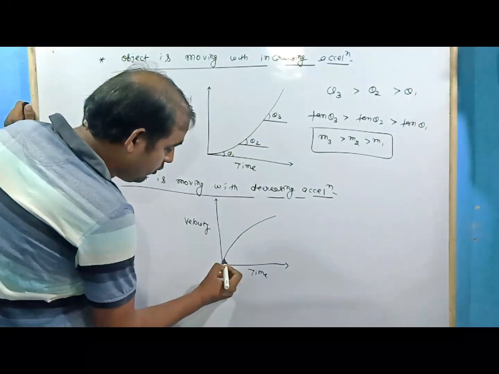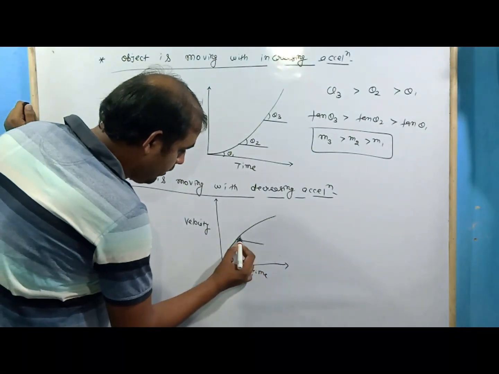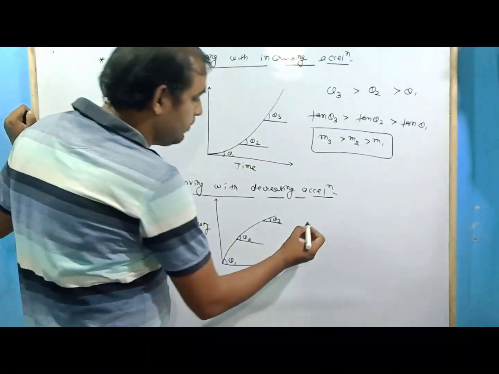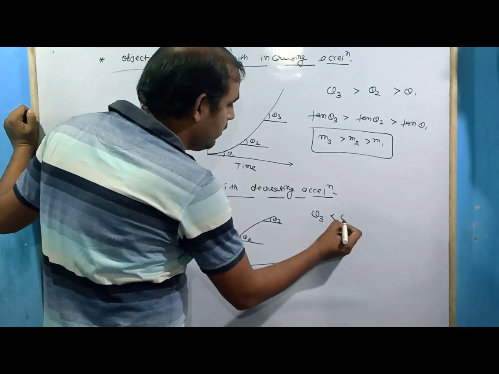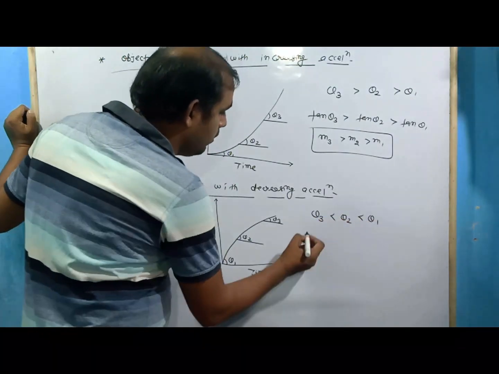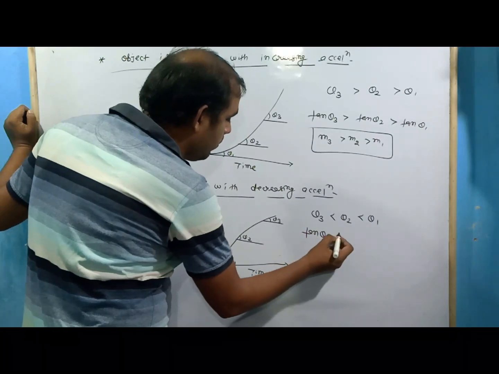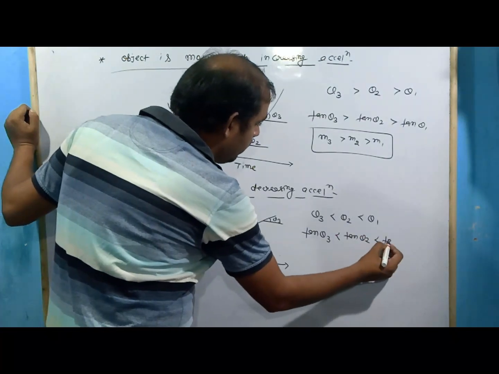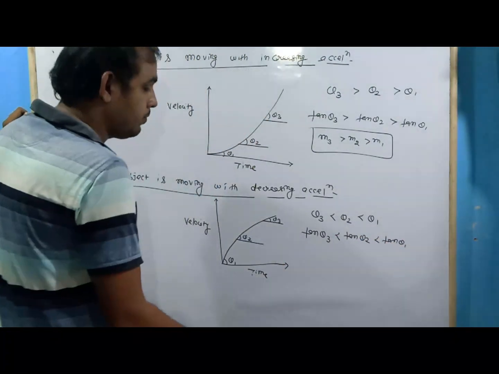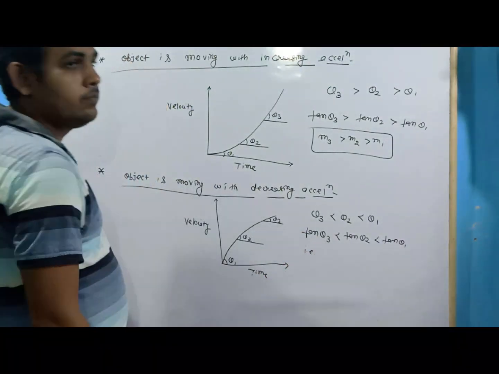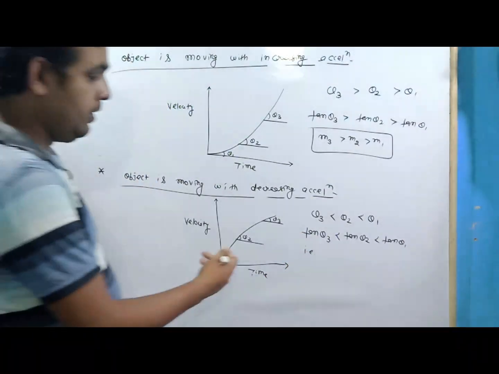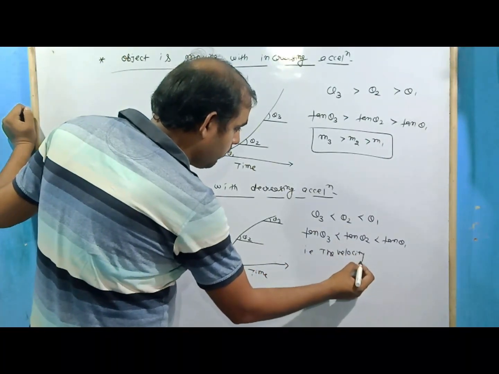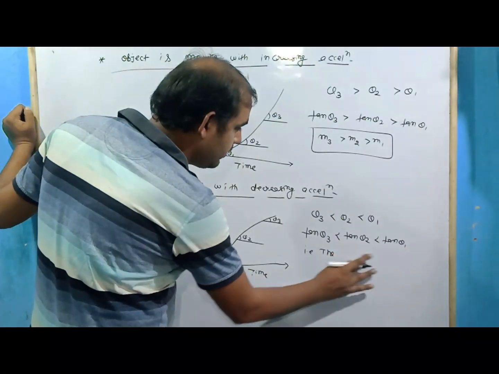So I can say that if this is theta 1, this is the value of theta 2, this is the value of theta 3. Now I can see that theta 3 is less than theta 2, which is less than theta 1. So tan theta 3 should be less than tan theta 2, which should be less than tan theta 1. That is, the acceleration is decreasing.